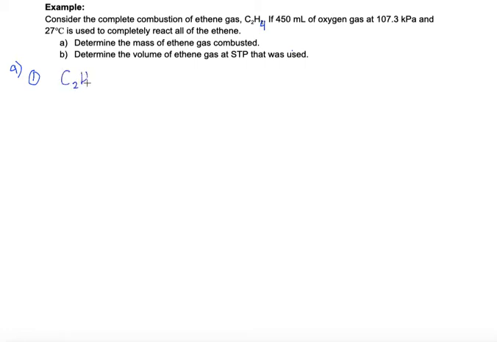So we've got C2H4 gas plus O2 gas produces CO2. It's a combustion reaction. It says it's complete combustion. So we're going to get CO2 gas and we're going to get water vapor. All right, so there's our reaction. Now we've got to balance it.